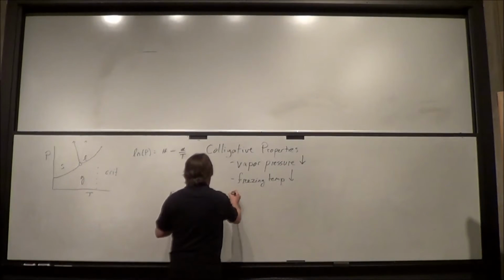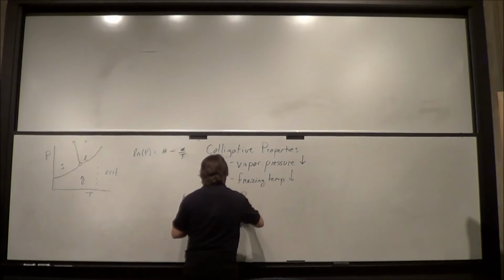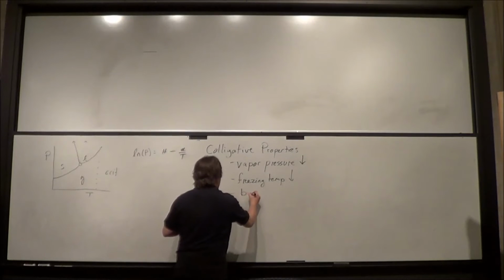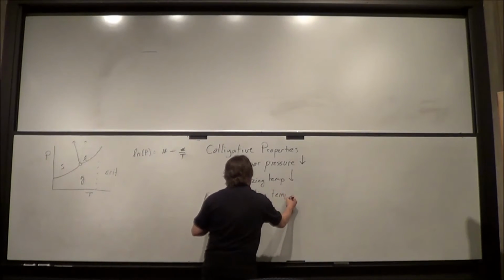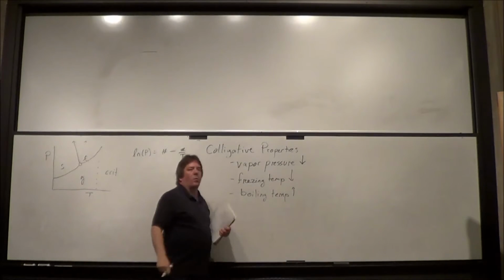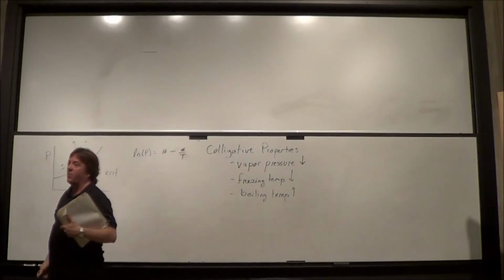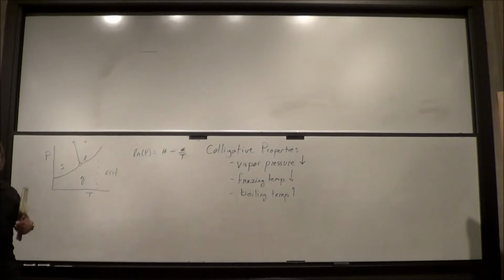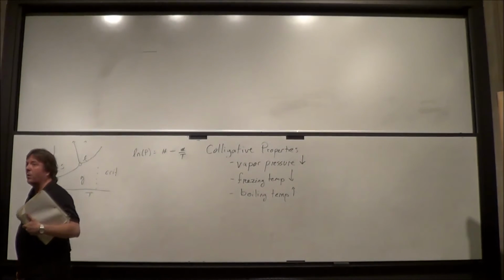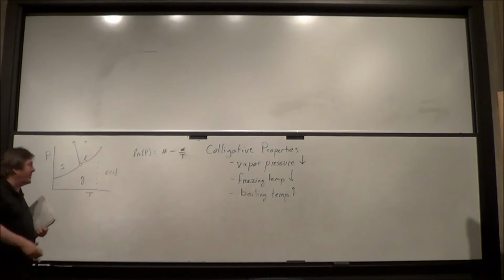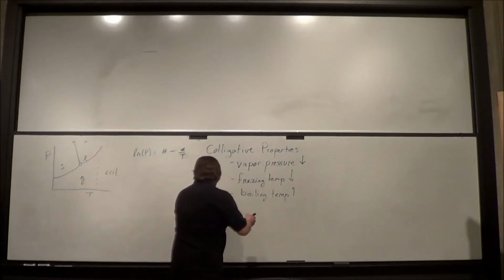Let's see, boiling point goes up. Boiling temperature goes up. And of course, that's why you want to add salt to water if you live in Denver, or way high up in Mexico City, because the lower pressure at high altitude means that water boils at a lower temperature, so this is how you can raise it back up.